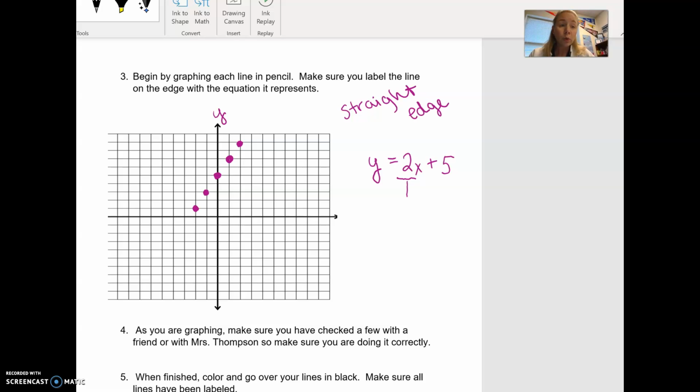Now, this could be a ruler. Most likely that would be the best option. But if you don't have a ruler, then use like the binding of your book. That is a good straight edge. Just use something you can trace along.